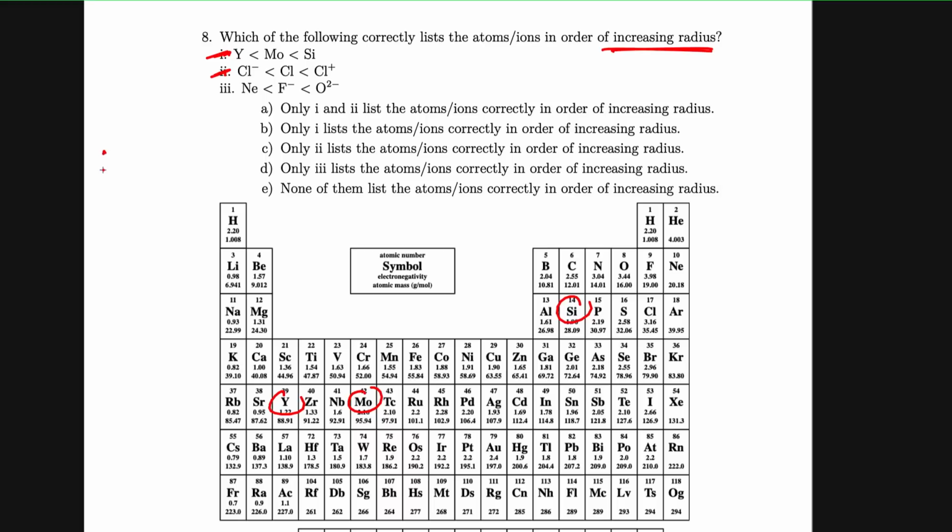And then we got neon, F minus, and O2 minus. Neon has 10 protons, fluorine 9, oxygen 8, and neon has 10 electrons, fluorine minus has 10, and oxygen has 10. And so they all have the same number of electrons. Oxygen has the fewest number of protons, and so the weakest interaction. And so O2 minus, we'd expect it to be the largest, and neon should be the smallest of those. And so the answer is just going to be D.